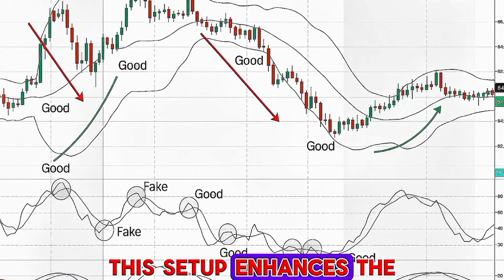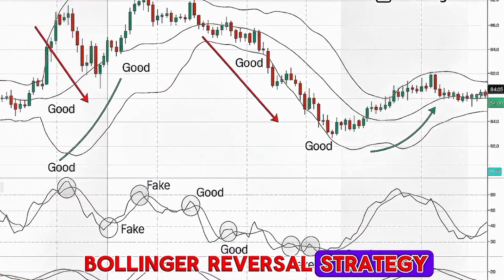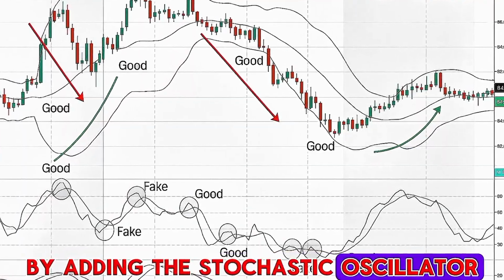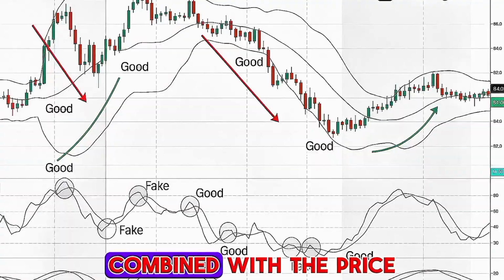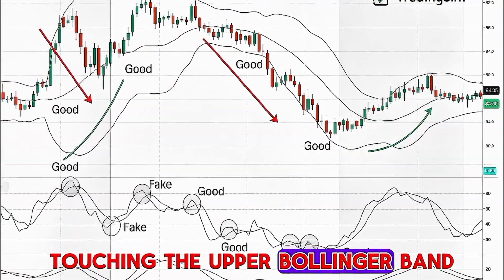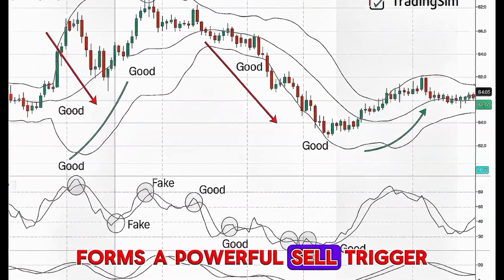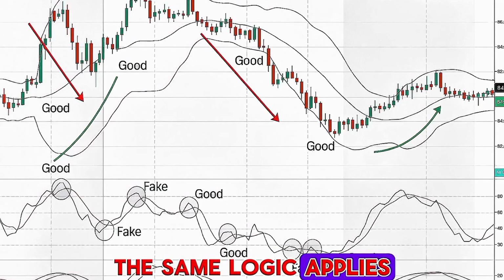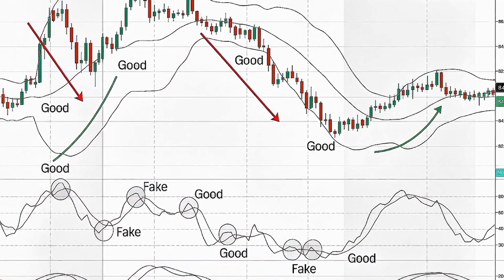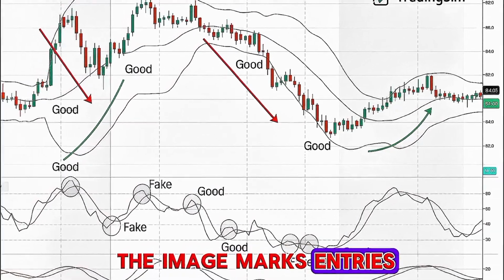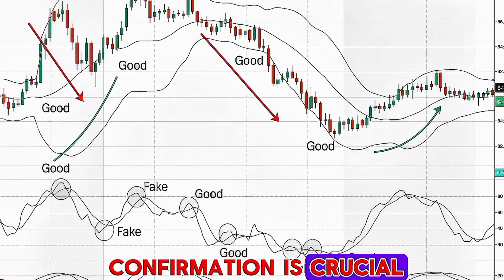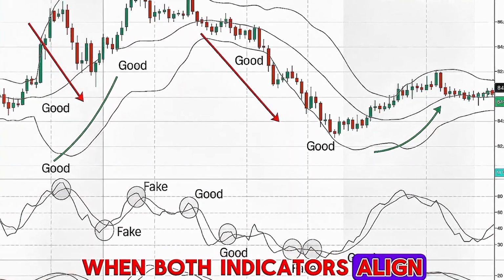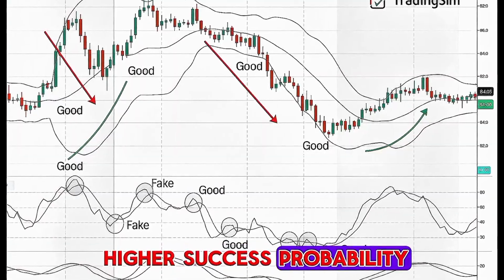This setup enhances the Bollinger reversal strategy by adding the stochastic oscillator. The chart shows how a stochastic overbought signal, combined with the price touching the upper Bollinger Band, forms a powerful sell trigger. The same logic applies to oversold buys. The lower part of the image marks entries as good or fake, illustrating that confirmation is crucial. When both indicators align, the entry has a higher success probability.